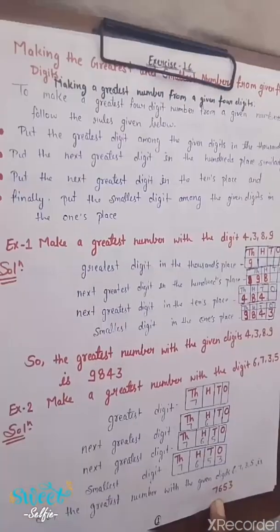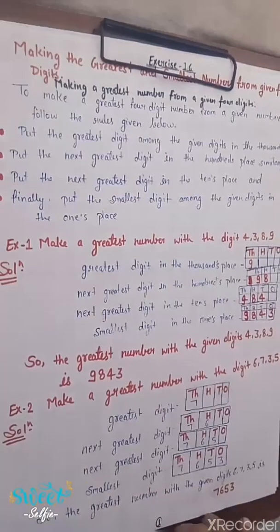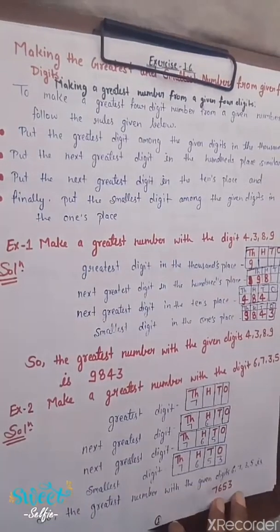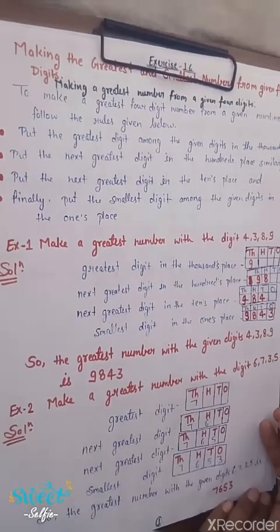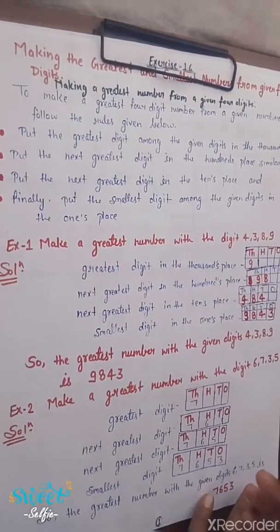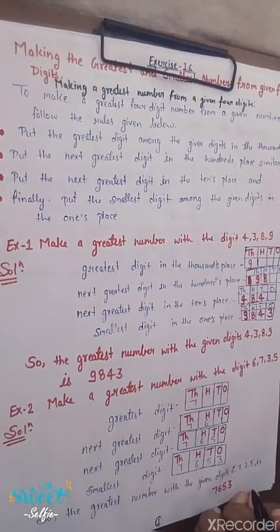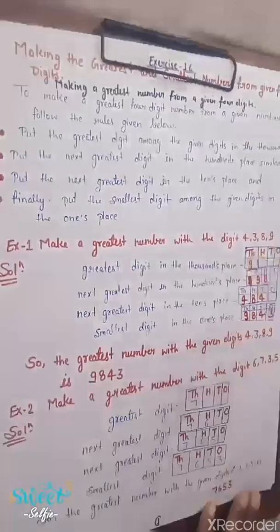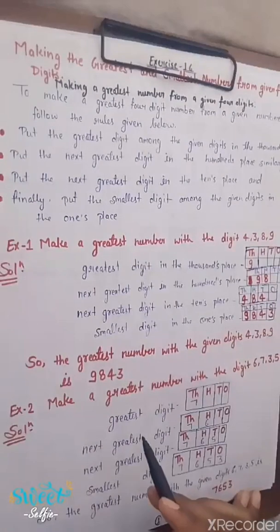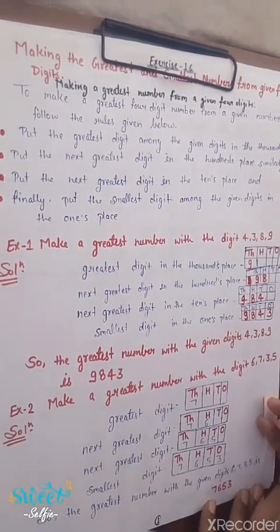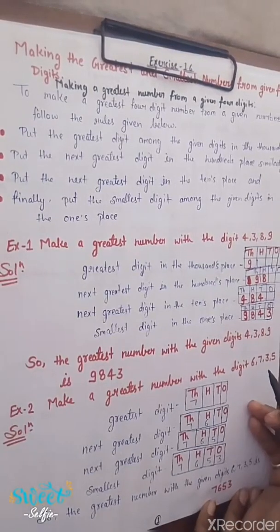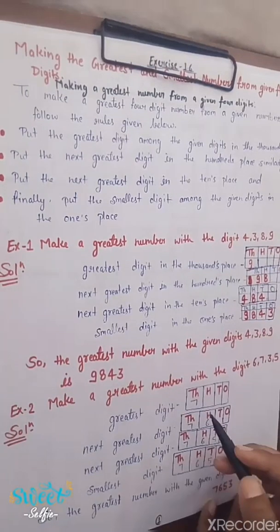Okay, look at another example. Another example is: make the greatest number with the digits 6735. For making this, we will follow these rules. Which is the greatest digit among these digits? Yes, 7 is the greatest digit. So we will write 7 at the thousand place.